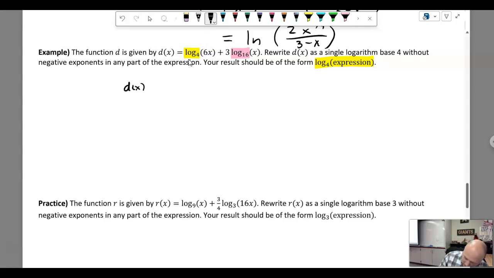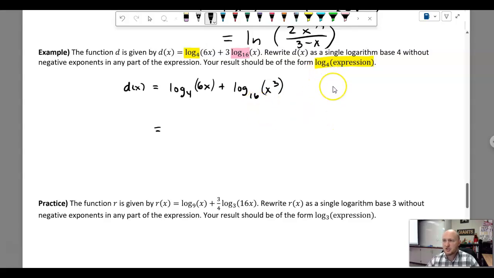The first thing I'm going to do is still make sure that I move any powers into the exponent. So I have log base 4 of 6x plus log base 16 of x to the power of 3. Okay, now I want log base 4. So what I'm going to do is change this log base 16 into log base 4.